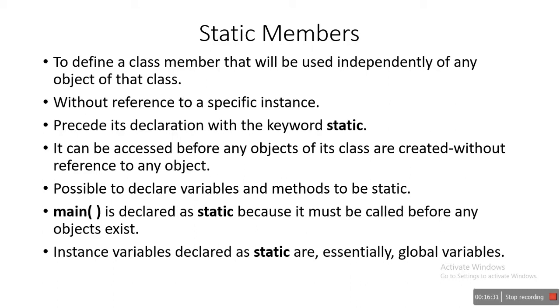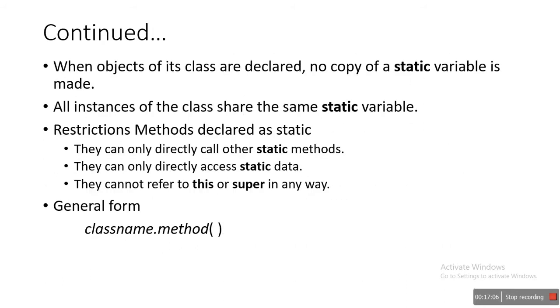Okay, so the last point: instance variables declared as static are essentially global variables. So static variables, indirectly, you can consider as global variables. As you studied, what are global variables in C? Global variables are declared before the main, or globally. The advantage of a global variable is that you can access it directly anywhere in your program. So that is the use of global variables.